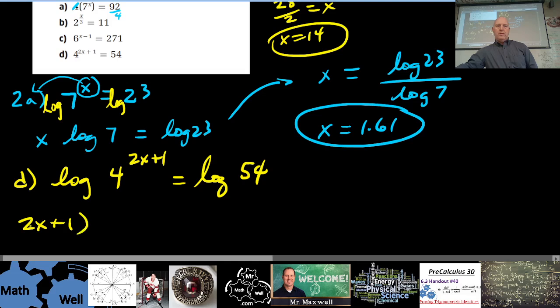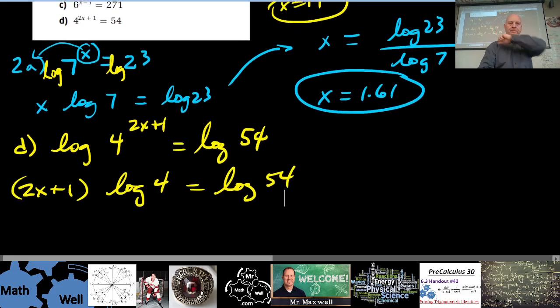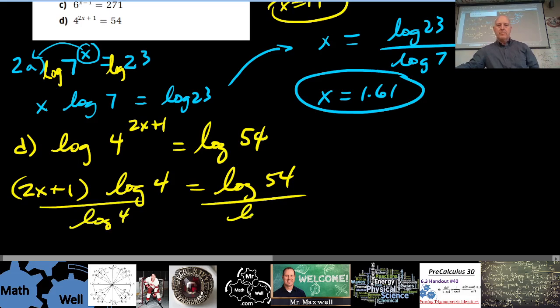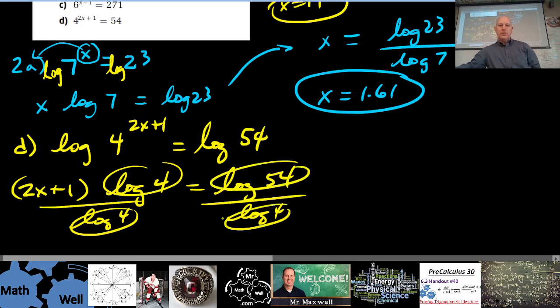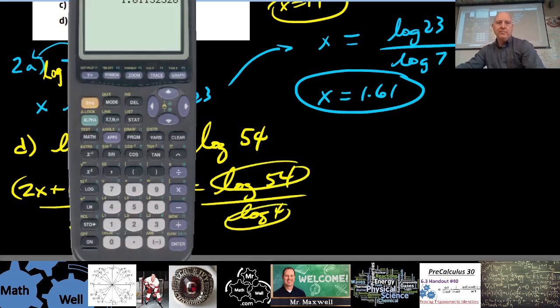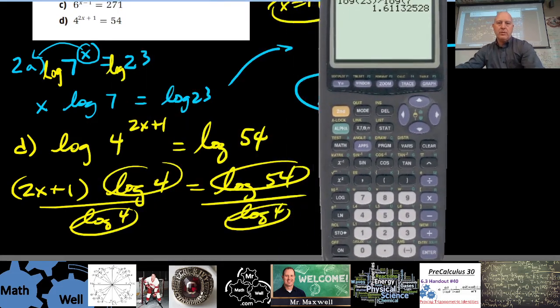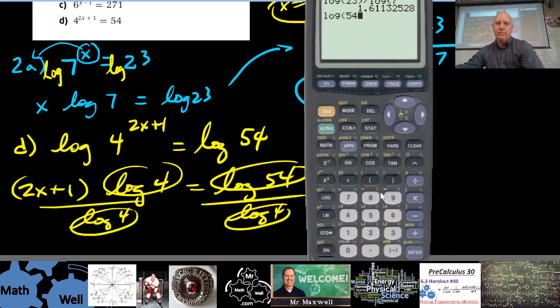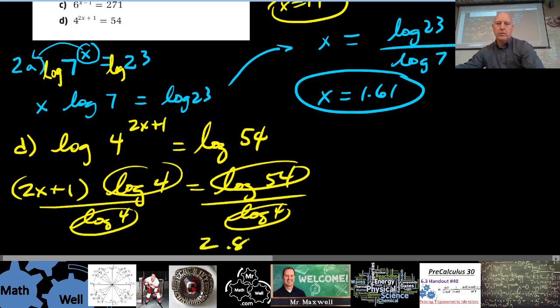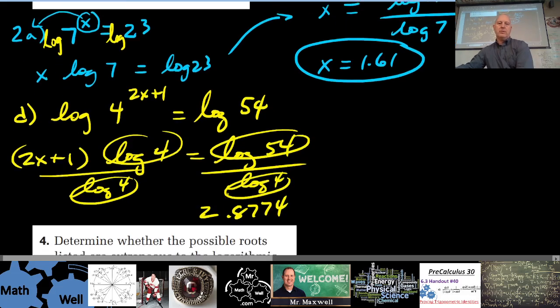2x plus 1 is now a coefficient. I can now divide by log 4 on both sides, because that's just a number. Remember, this is just a number, this is just a number, so we just have a number divided by a number. So log 54, close the bracket, divided by log 4, 2.8774. Keep as many decimal places as you can.